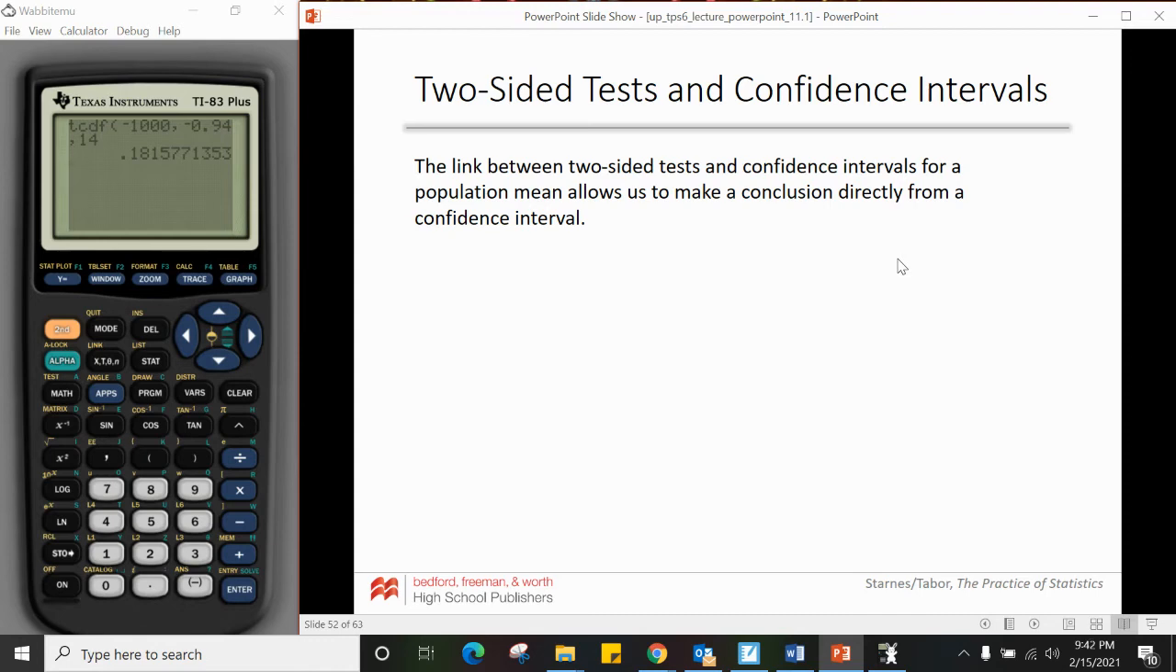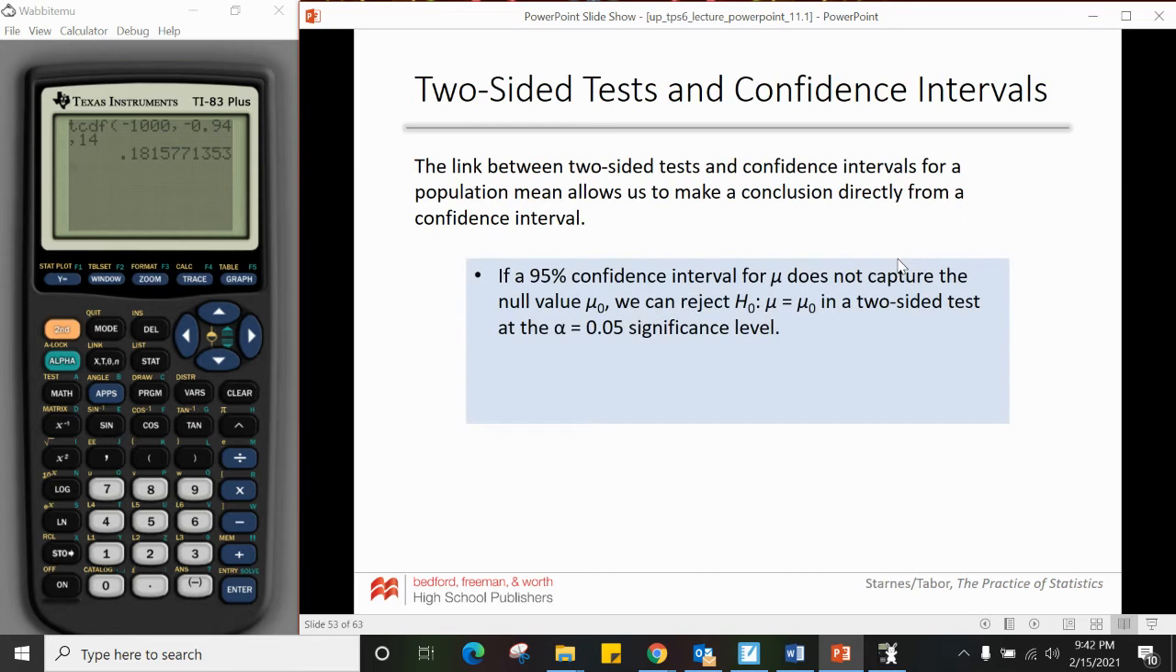Okay, this is a slight connection to chapter 10 a little bit, and some of you might have seen this connection in 9 to 8. But the link between a two-sided test and a confidence interval for a population mean allows us to make a direct conclusion from the confidence interval. Basically, they're going to match up really closely if you do a two-sided significance test, which is kind of intuitive. If a 95% confidence interval does not capture the null value, we can reject H naught, that mu is equal to mu naught.